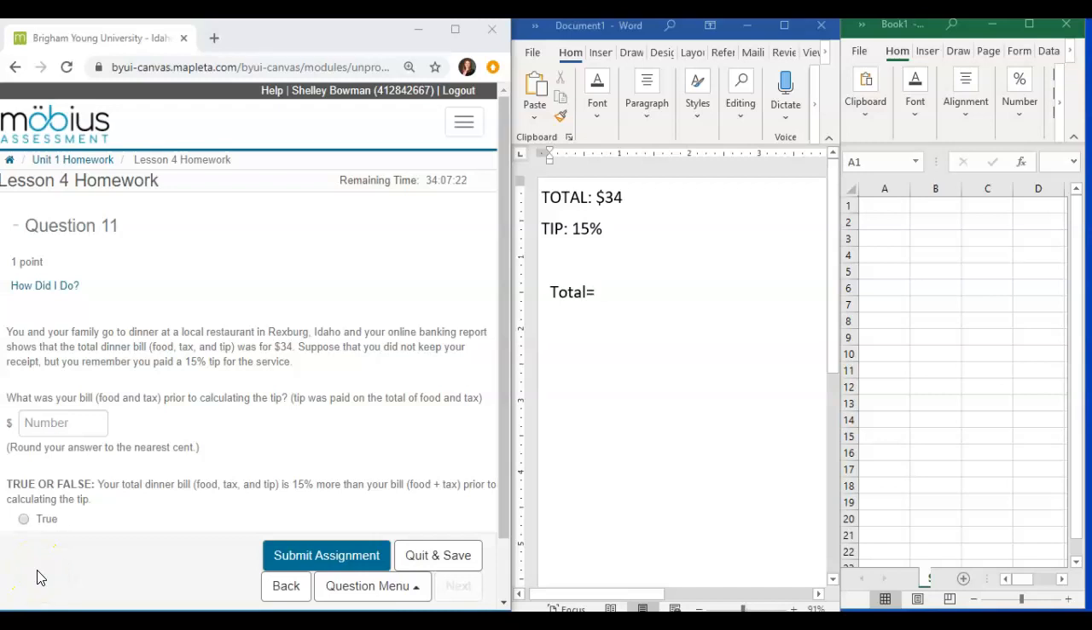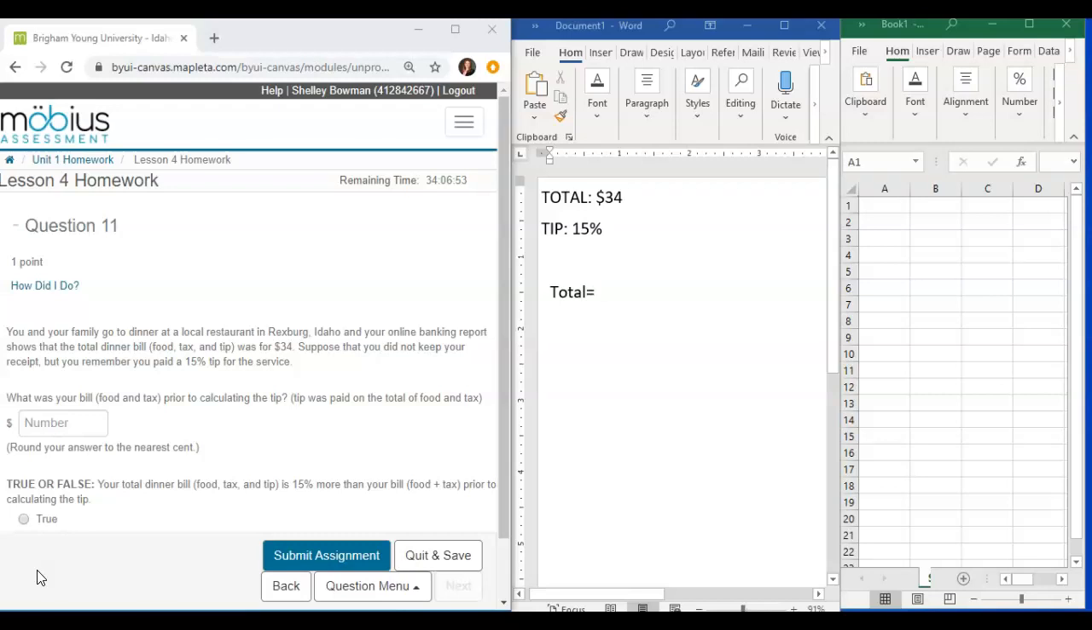This tutorial is for Mobius Lesson 4 Homework Question number 11. You and your family go to dinner at a local restaurant in Rexburg, Idaho, and your online banking report shows that the total dinner bill, food, tax, and tip was $34. Suppose that you did not keep your receipt, but you remember that you paid a 15% tip for the service. What was your bill, food, and tax prior to calculating the tip?